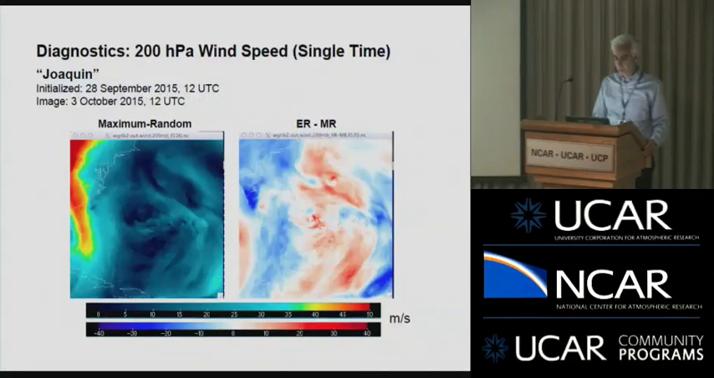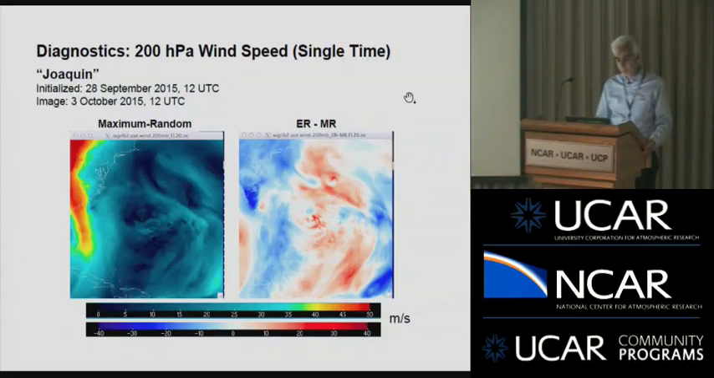Okay, and so let's look at wind speed, and this one turned out to be fairly interesting at 200 millibars. On the left is the actual wind speed at 200 millibars for the maximum random case, and as you can see, there's essentially no steering currents around the storm at this time, very low wind speeds over the ocean, but there were very high wind speeds over the U.S. at this time. And although the direction isn't represented here, I can tell you that these are all roughly southerly winds over the U.S. at this time.